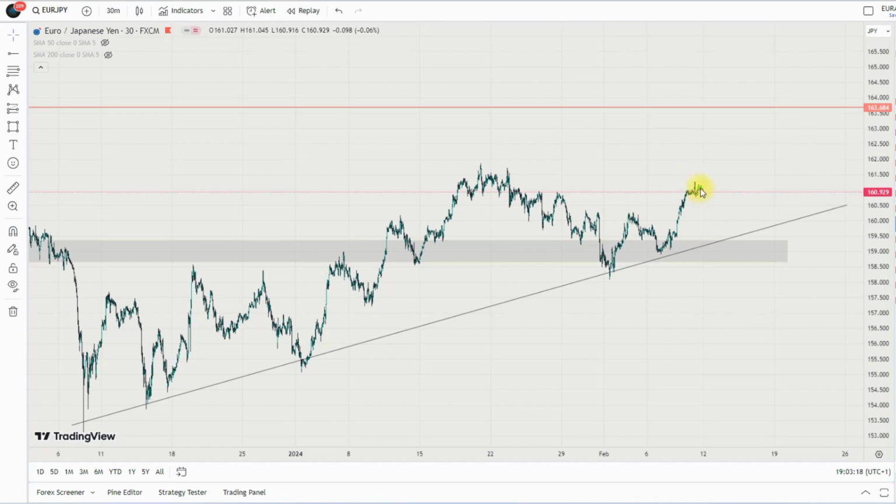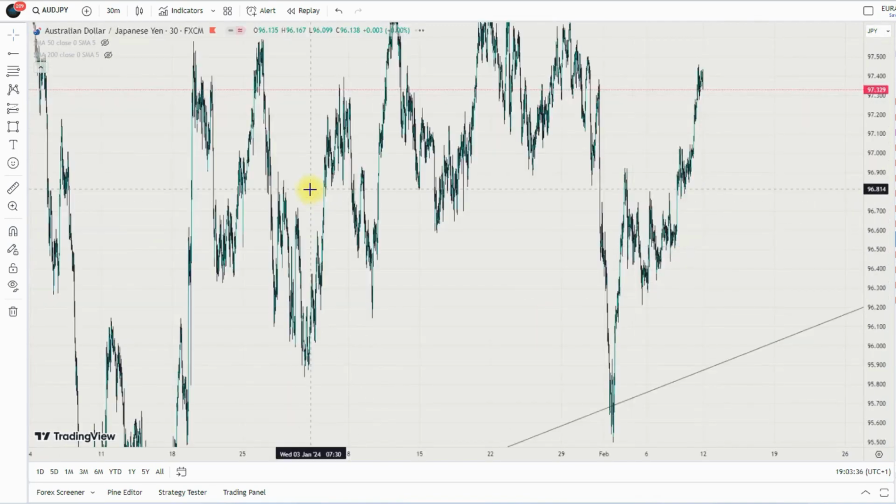So as you see, we should expect a pullback back to this area, and then we'll pick our buy position from there back to 1.63684. That's what I'm looking out for on euro JPY. And AUD JPY too, the same thing.